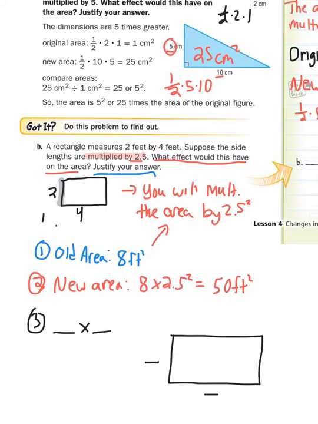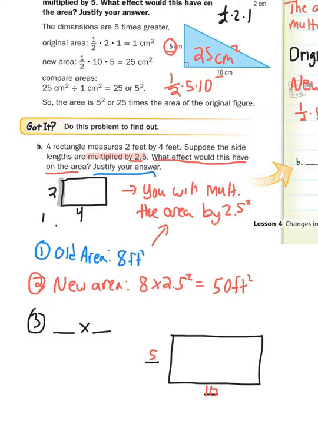All right, so here's what you should have done. First thing, you should have done 2 times 2.5, and if you do that, you get 5. And I'm going to put that over there. Then you should have taken the 4 and multiplied it by 2.5 as well, and if you do that, you should get 10. And these are the new dimensions.